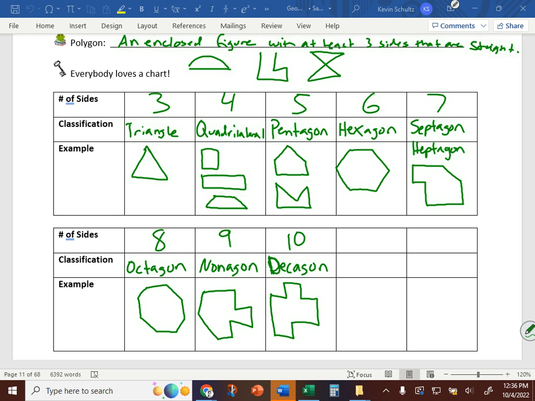We are skipping 11 because there is an official name for it, but it's not really used. We'll talk about that in just a second. But what's 12, Jack? You know? Dodecagon.